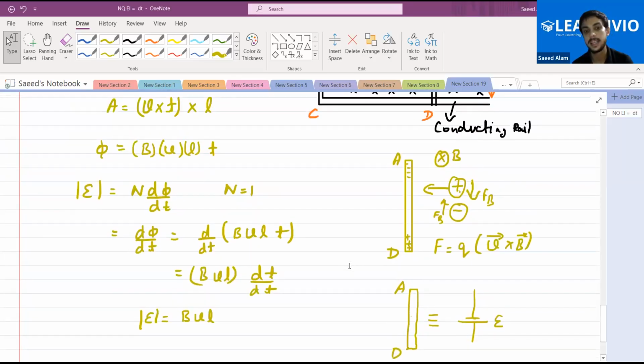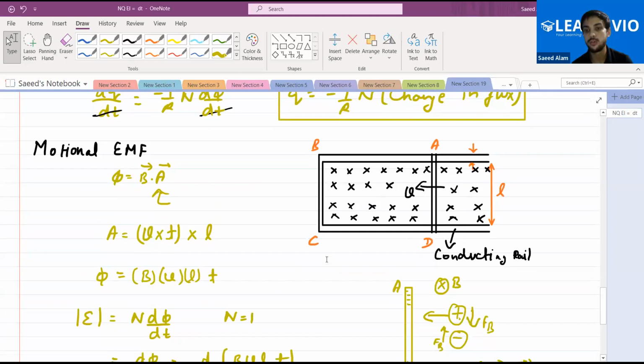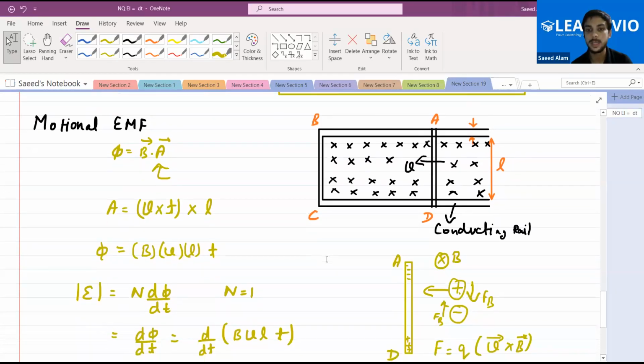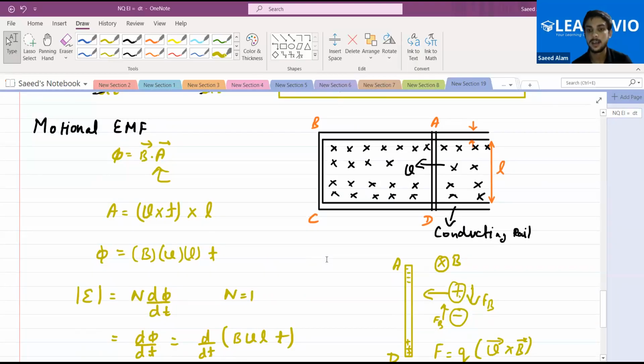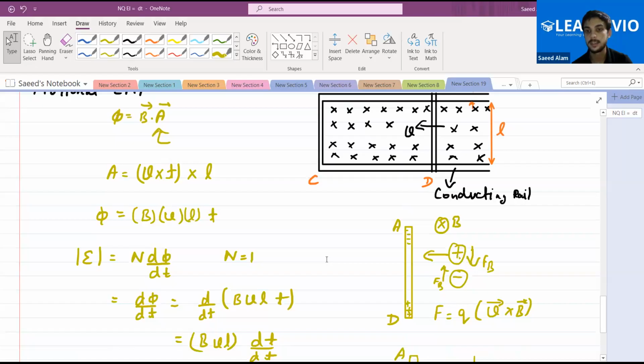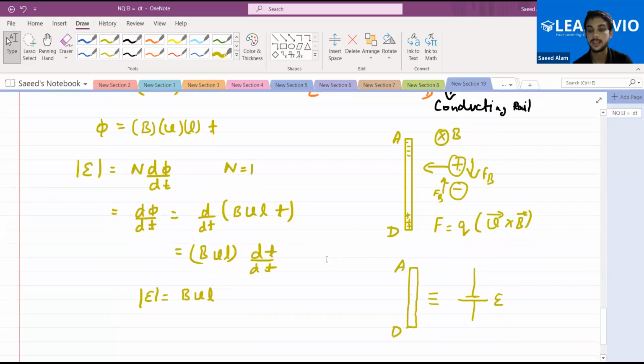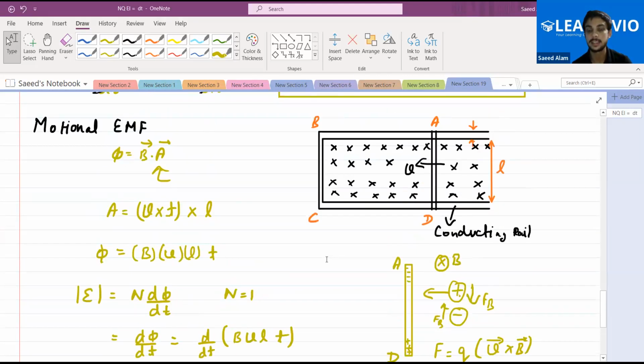Actually, tell me one thing: if we do V cross B, what will I get? V cross B, yes, force. So it'll be in the downward direction, right?